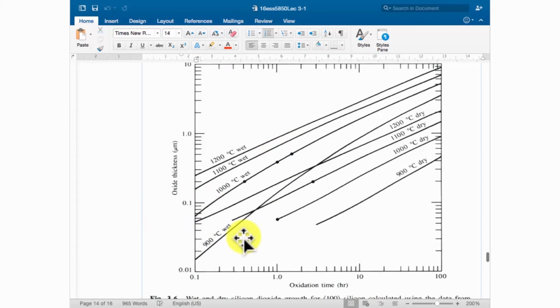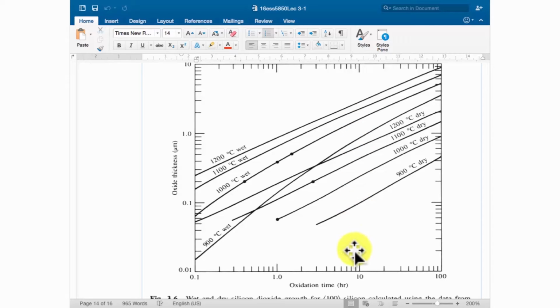When we draw this relationship, the equation here, using a logarithm scale, you can see we have two types of oxidation process. We call them the dry oxide and wet oxide process. You can see for the curves that the growth rate of the dry oxide is much lower than the wet oxide, by at least 1 order of magnitude.